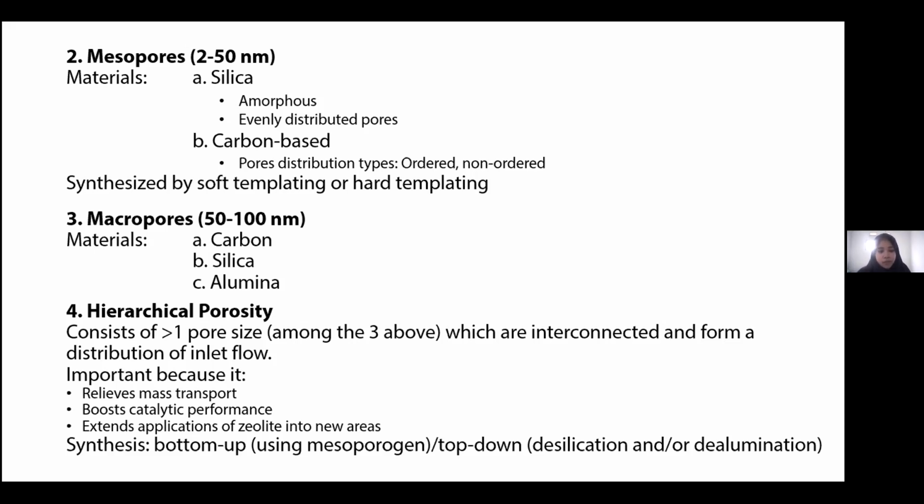Why is hierarchical porosity important? Because it relieves mass transport, boosts catalytic performance, and extends applications of zeolite into new areas. And it is synthesized using bottom-up or top-down process. The bottom-up uses mesoporogen, while the top-down uses desilication and or delamination process.